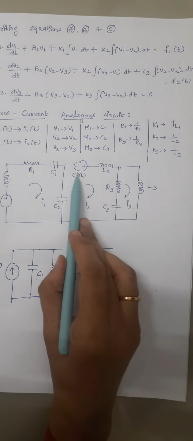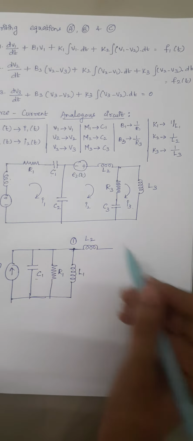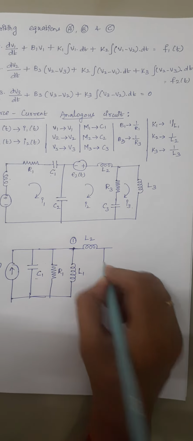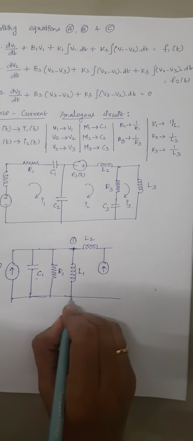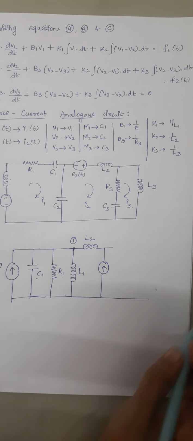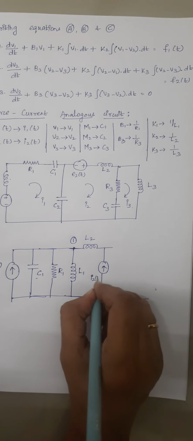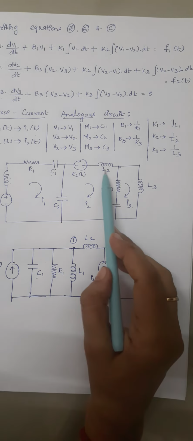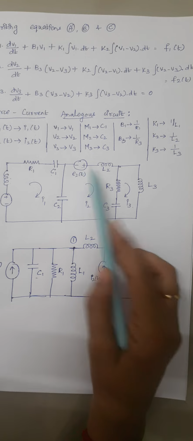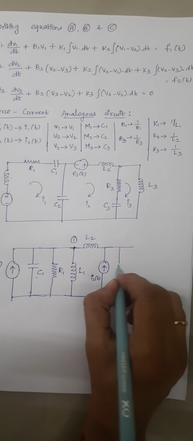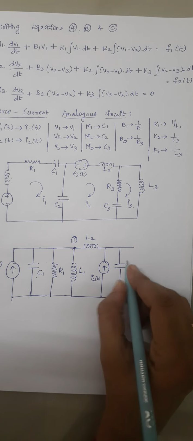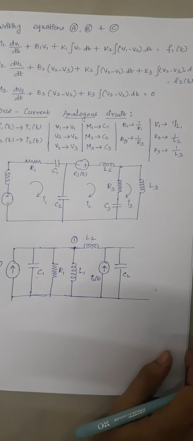And the next is, we are having a voltage source. So this voltage source should be again represented as a current source, and this voltage source is again in series. So here I am drawing it as parallel, and this is nothing but your I2 of t. And next I am having L2 in series with this. So L2 should be represented as capacitor, and here the series element should be represented as a parallel element. Here this is nothing but C2.